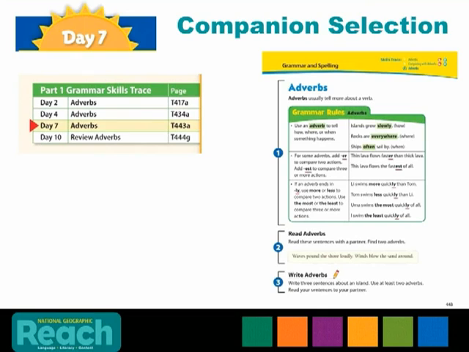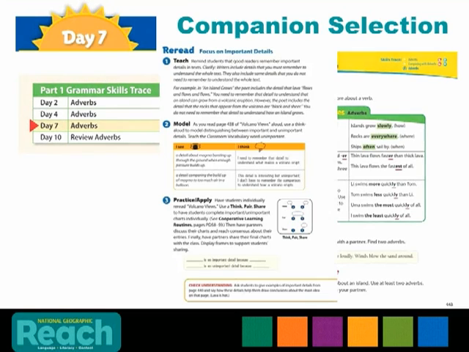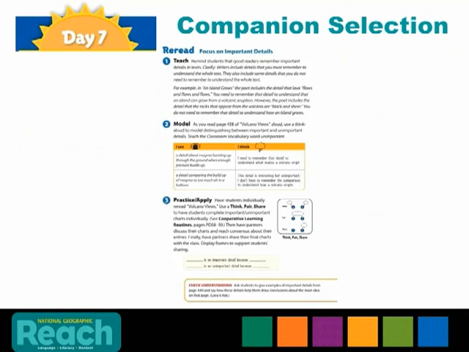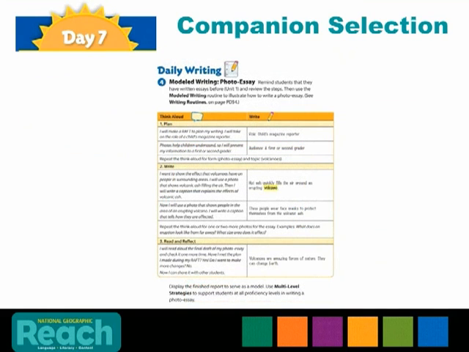On day 7, students will be working on the grammar skill, but now they will be using their student book, gradually releasing responsibility to students for this skill. Students will also reread the companion selection with a specific focus on important details, and do their daily writing, which again is modeled writing, but this time they'll be using a think aloud to plan and write.